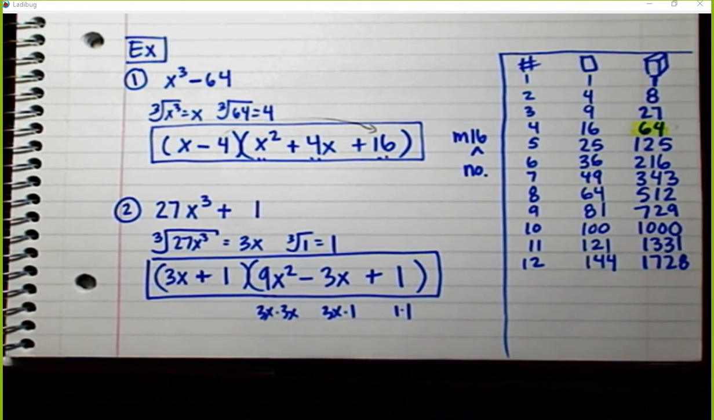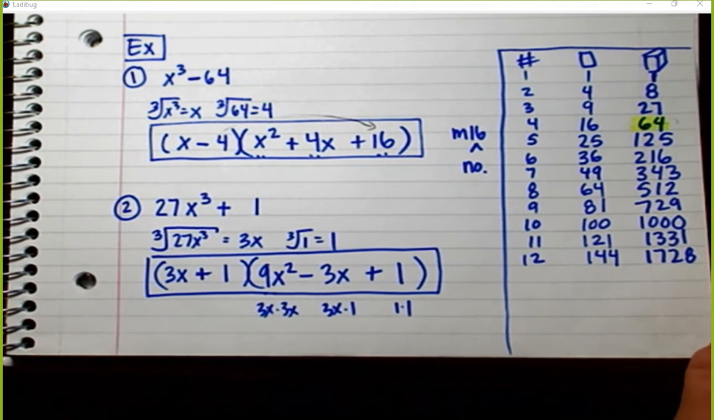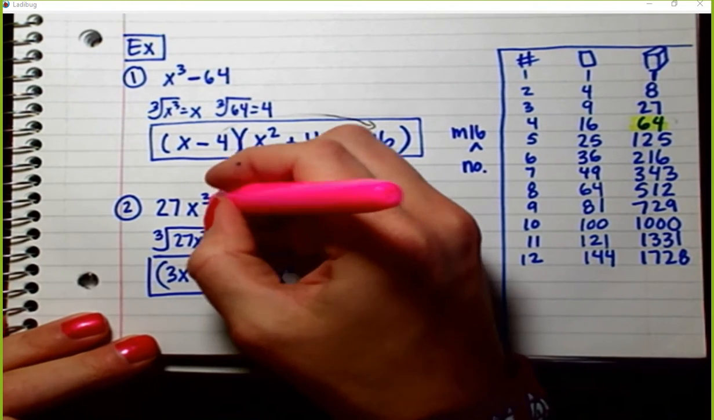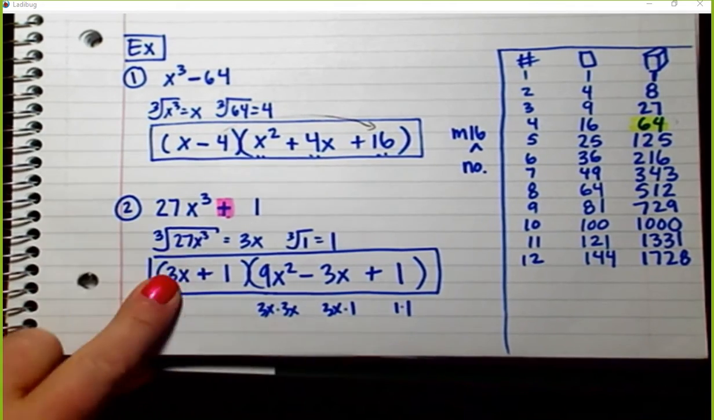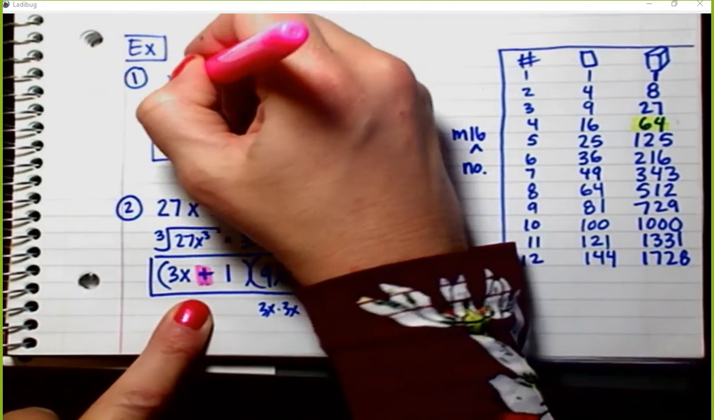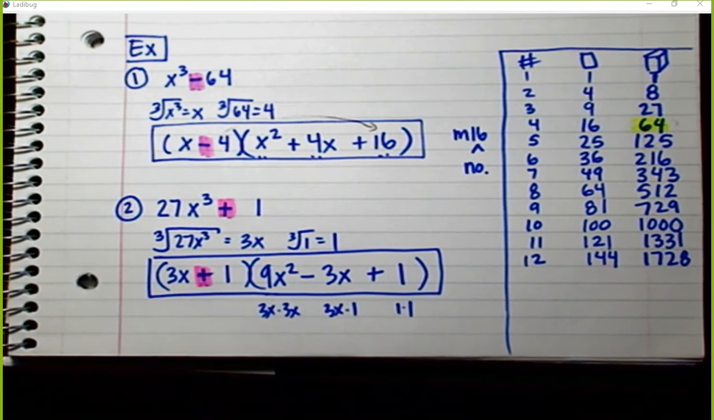Okay, we're going to do one that's a little bit tricky, and then we'll do a little whiteboard practice, which actually we might do post-lunch. So it's 3x plus 1. It's a good question because when we start with a plus, the first factor uses the same sign. When I started with a minus, the first factor started with that.